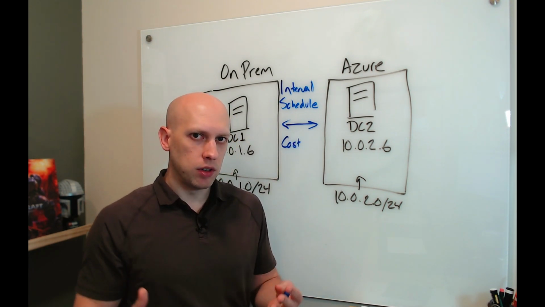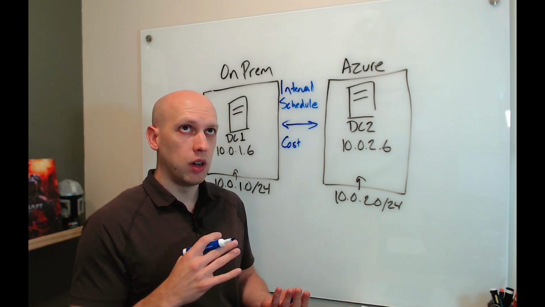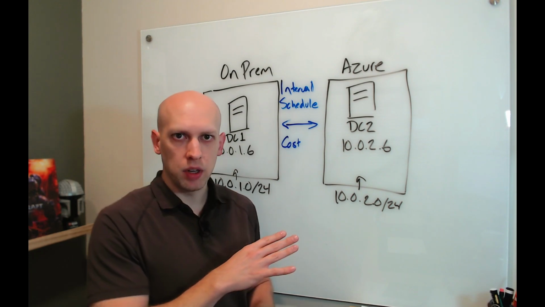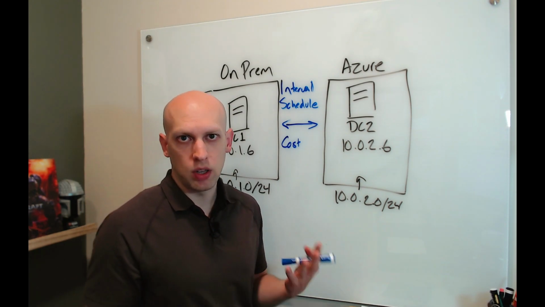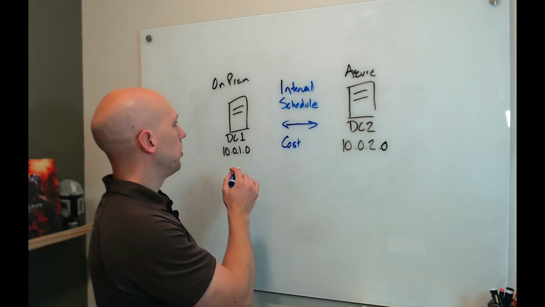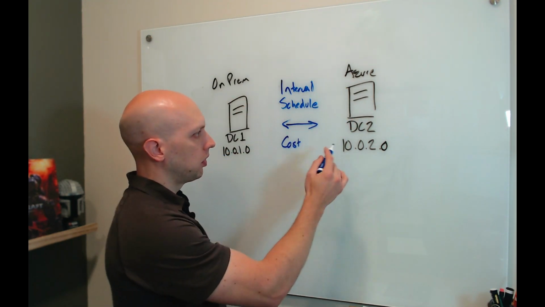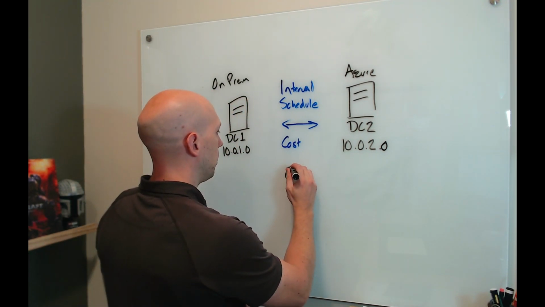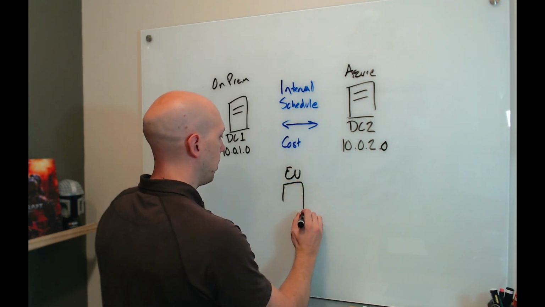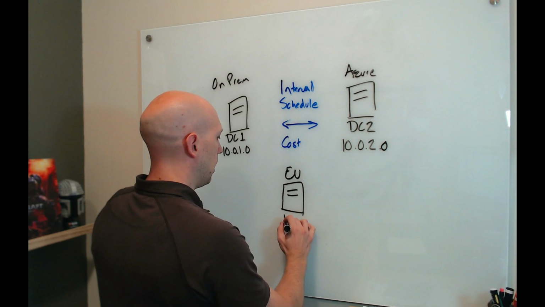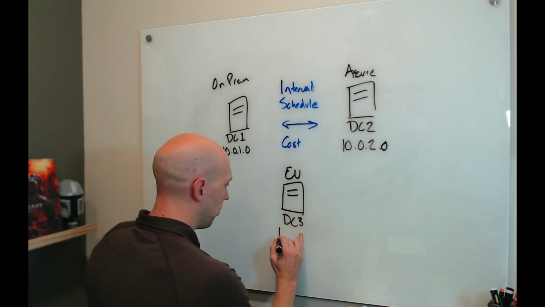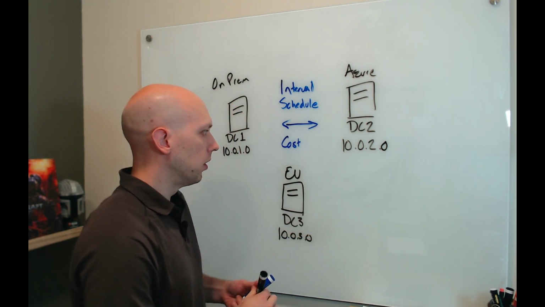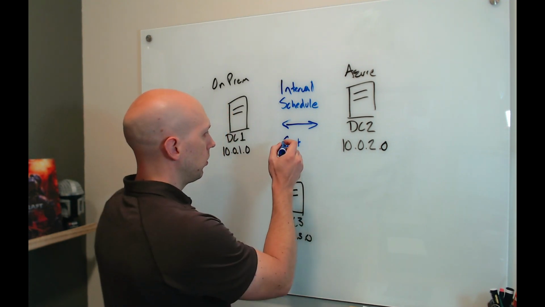It's kind of difficult to illustrate cost with just 2 sites. So for the sake of illustration, let me erase some of this, and we're going to break this out into 3 sites so I can illustrate this a little bit better. We have our on-prem site with DC1, we have our Azure site with DC2, and we're going to add a 3rd site. We're going to call this EU for Europe, just kind of going off of our previous examples. Europe is going to have DC3, and it is going to have our 10.0.3 network that we saw earlier in the video.